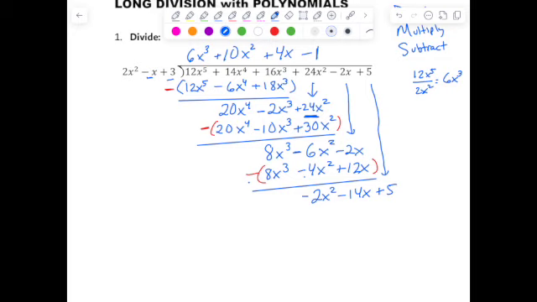And then multiply back through. Just finish it all off. Negative 1 times 2x squared is negative 2x squared. Negative 1 times negative x is positive x. Negative 1 times 3 is negative 3. And then one more subtraction step.